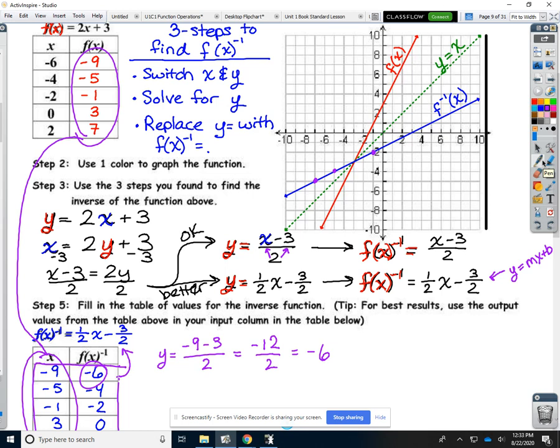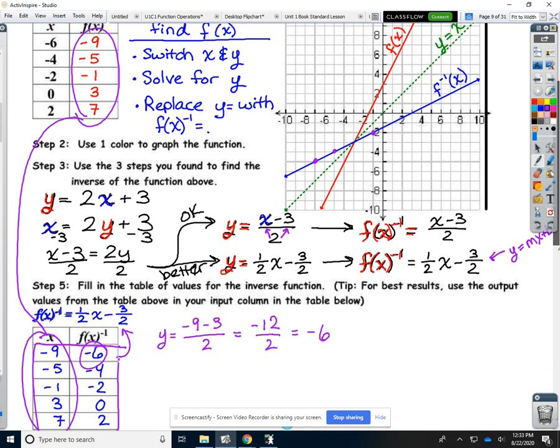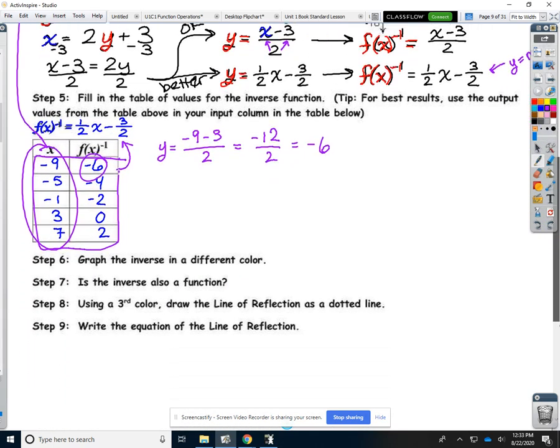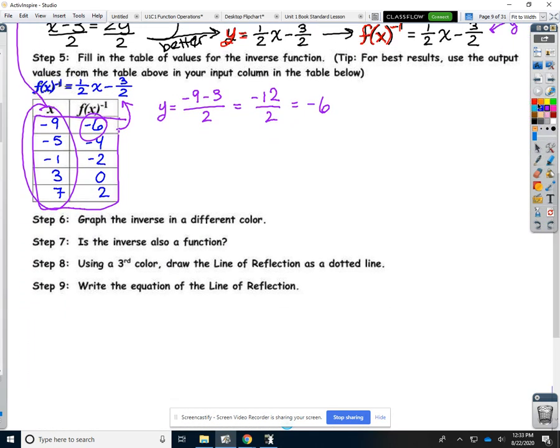I put that in there as a green dotted line to show the line of reflection, and that is the same line of reflection for every single function and its inverse. So a function and its inverse always have to reflect over the line y equals x. So is the inverse also a function? The answer is yes. We knew that because it passes the vertical line test.